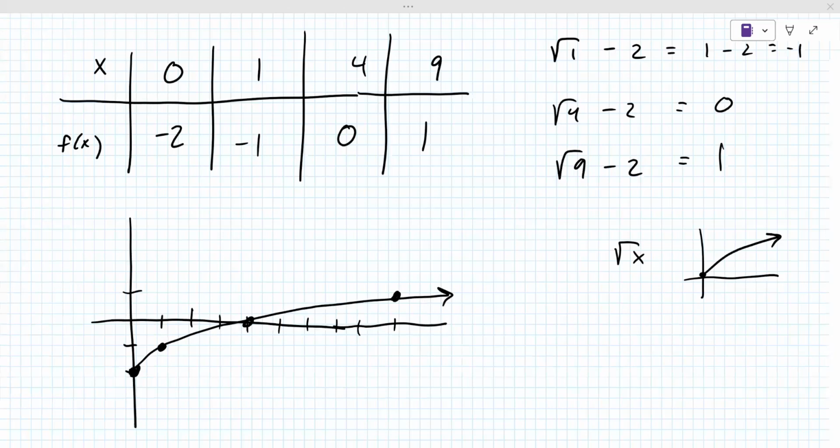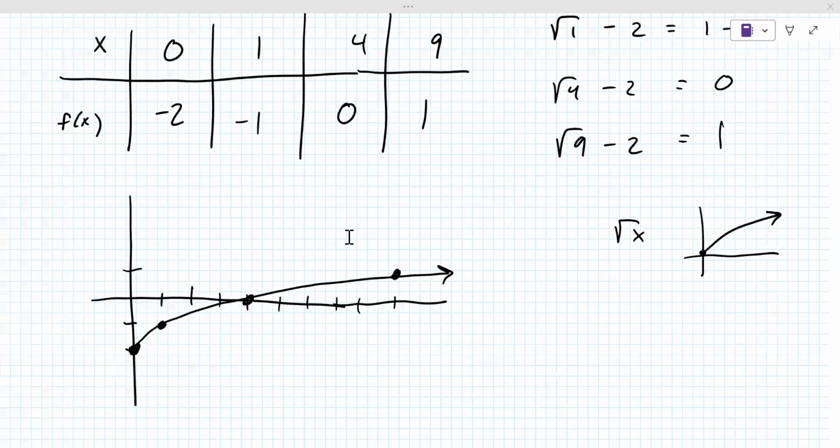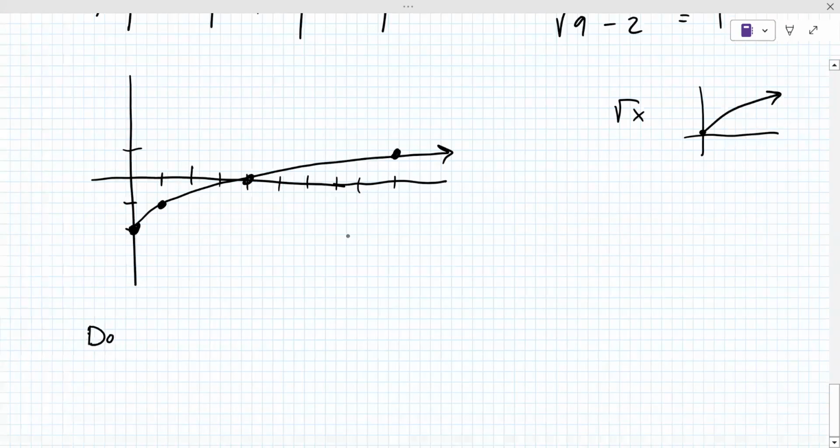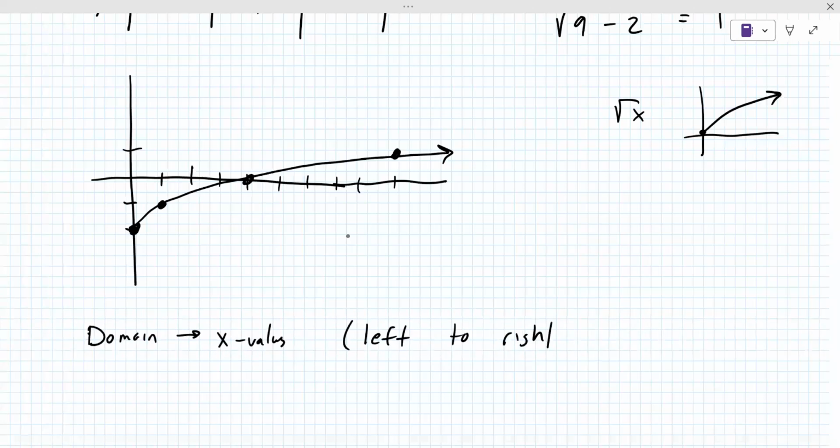Okay, so the next thing it asks you for is what's called the domain and the range. You've got some good stuff on your notes there. The domain is, you can think of domain as the X values, but you may more generally want to remember it as left to right. So when you look at this graph here, what is the leftmost X value? 0. Yes, 0. And what's the rightmost X value? How far to the right does this graph go?